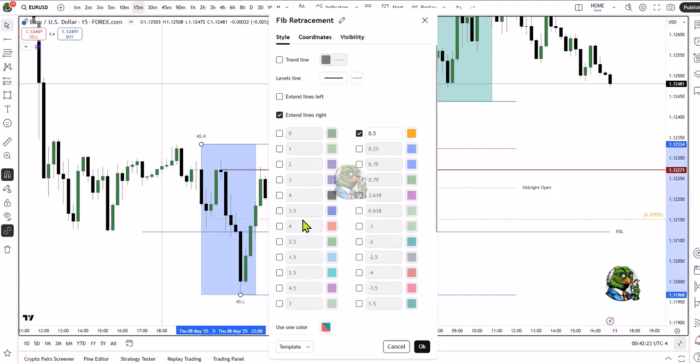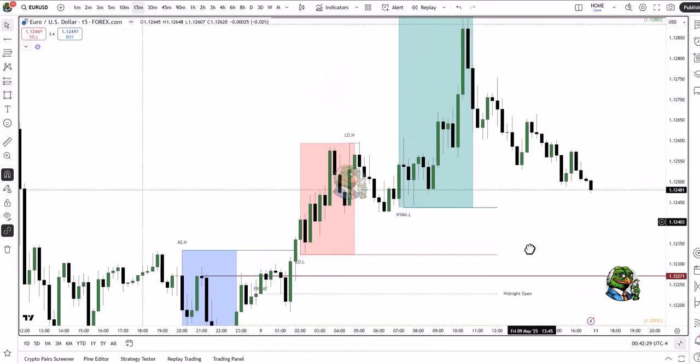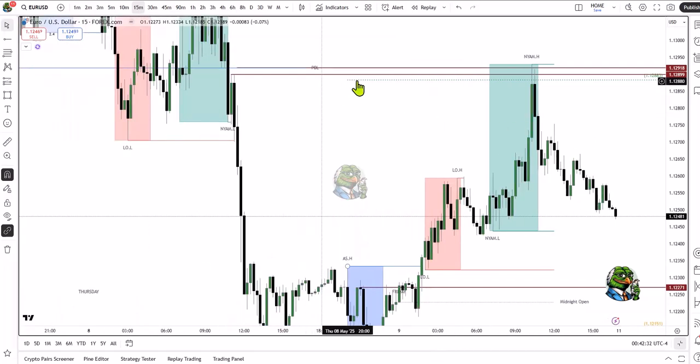So what I'll do is I will project a 2.5 standard deviation. That's what I typically use, and I'll show you why in a moment. So you can see 2.5 standard deviation, okay, comes directly into this rejection block, right? So these targets are only relevant when you can align them with a PD array, okay? You can see how closely that projection aligns with that PD array.